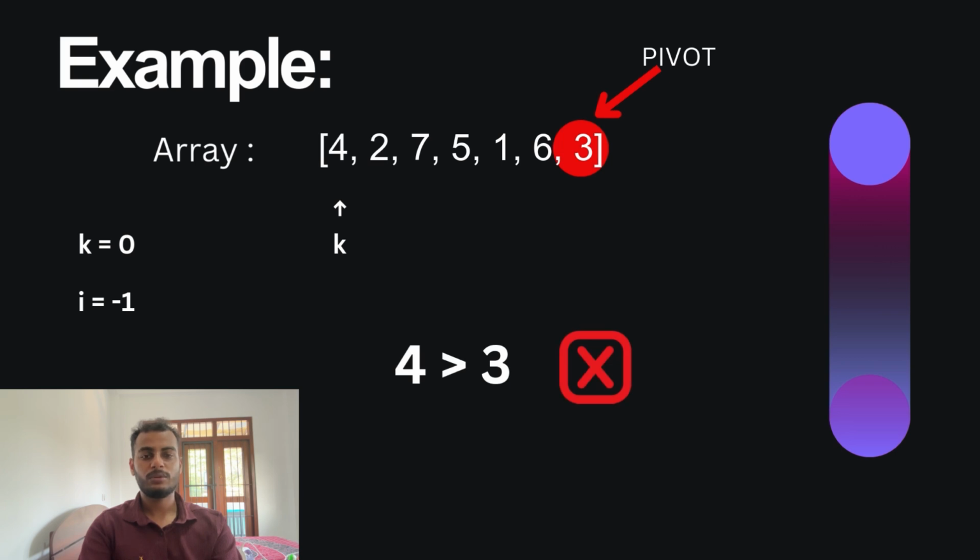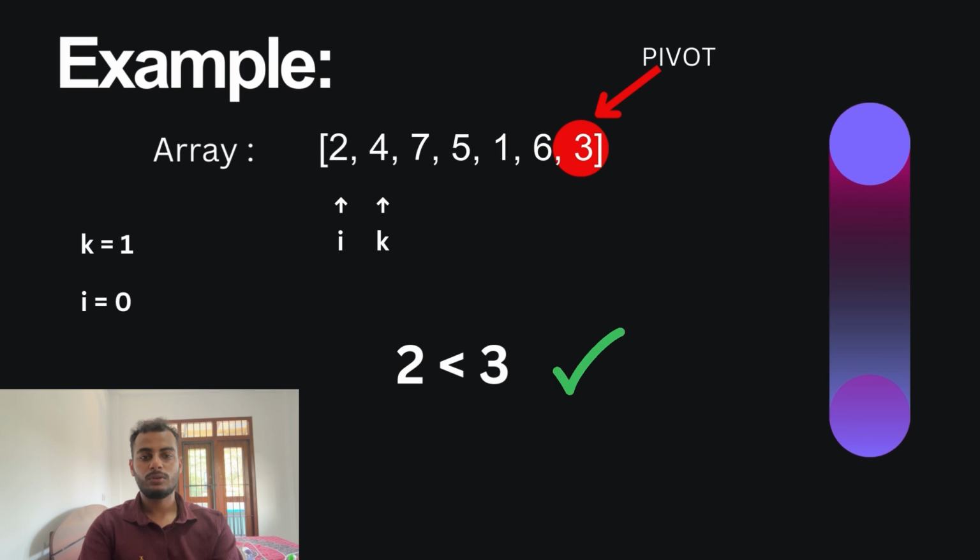Now k equals 0, element is 4, which is greater than the pivot 3. No swap, just move to the next k. Now k equals 1. Element is 2, which is less than the pivot 3. Increase I to 0 and swap elements at I equals 0 and k equals 1. Now the new array is 2, 4, 7, 5, 1, 6, 3.